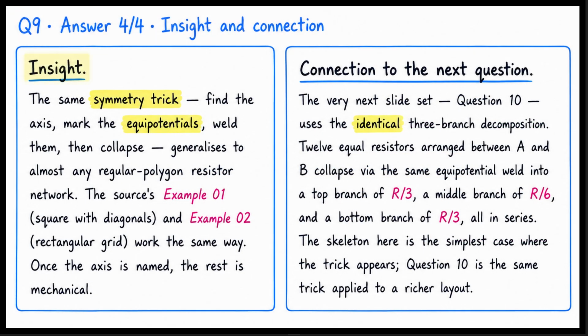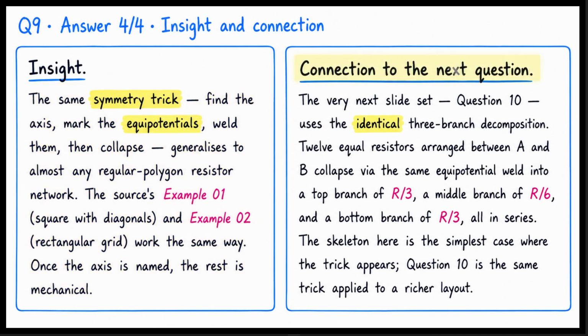The transferable insight. The same symmetry trick generalizes to almost any regular polygon resistor network. Find the axis, mark the equipotentials, weld them, then collapse. The source's example 1 square with diagonals and example 2 rectangular grid work the same way. Once the axis is named, the rest is mechanical.